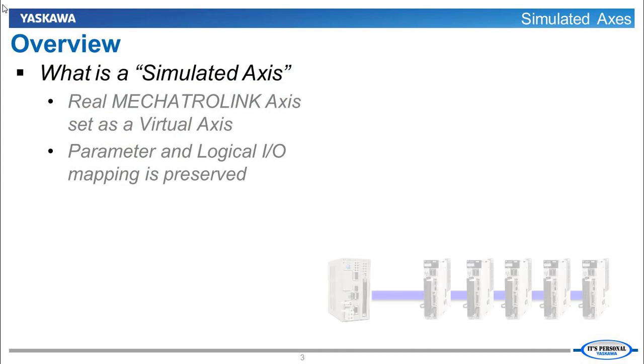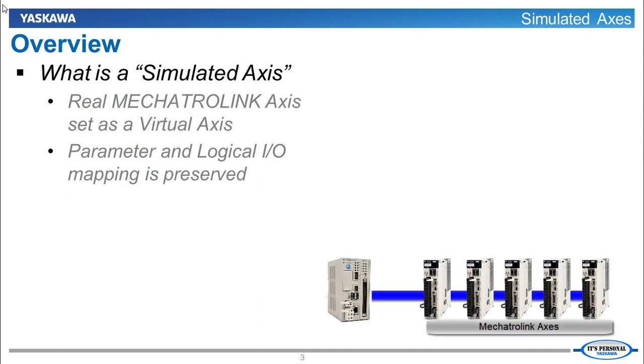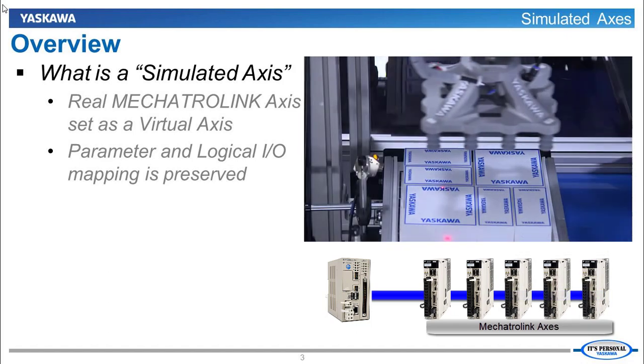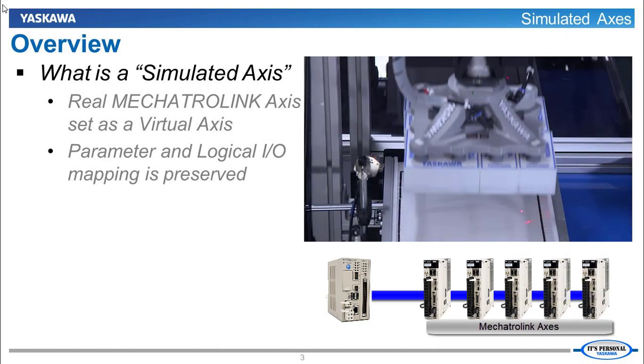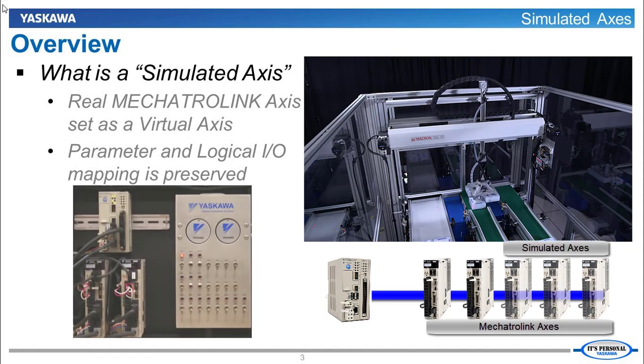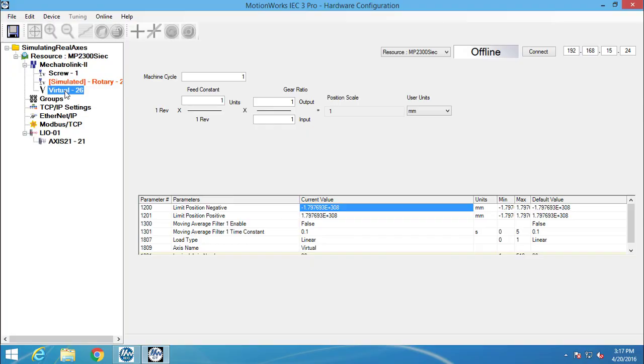So what is a simulated axis? A simulated axis is a traditional mechatronic axis that is set to be a virtual axis. This allows a machine, like this one, with multiple axes to be run on a simple two-axis demo unit. This also allows the code to be created and tested before the machine is operable.